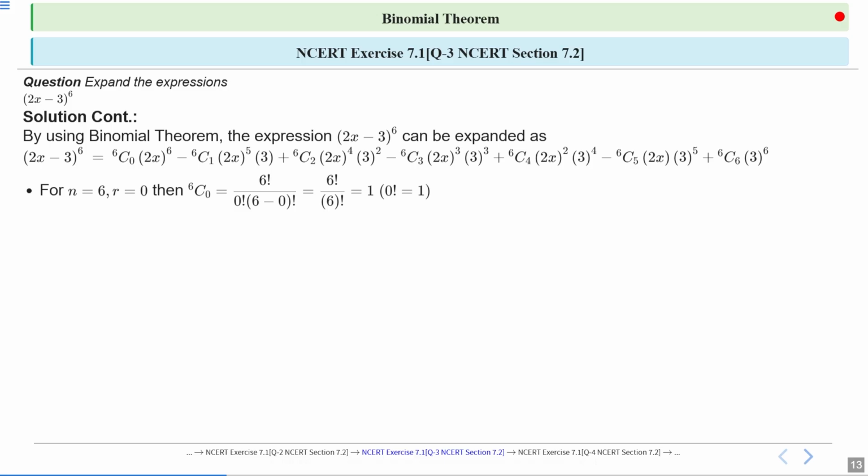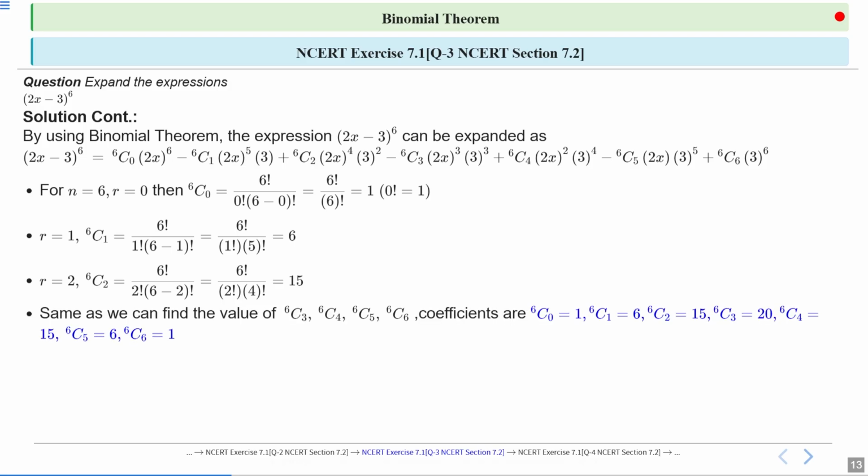For n = 6 and r = 0, 6C0 is simply 1. For r = 1, 6C1 is 6. And for r = 2, 6C2 is 15. Similarly, we can find the remaining coefficients 6C3, 6C4, 6C5 and 6C6. So the binomial coefficients are: 6C0 is 1, 6C1 is 6, 6C2 is 15, 6C3 is 20, 6C4 is 15, 6C5 is 6, 6C6 is 1.